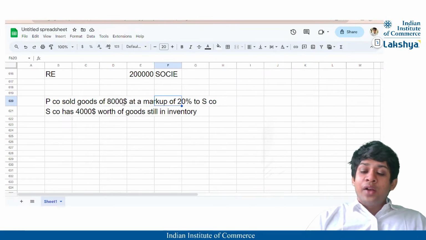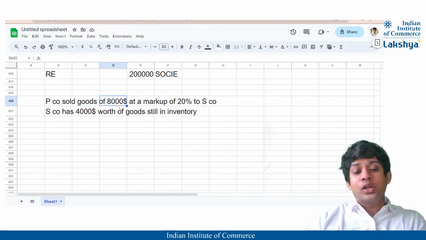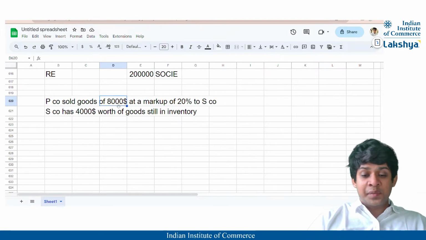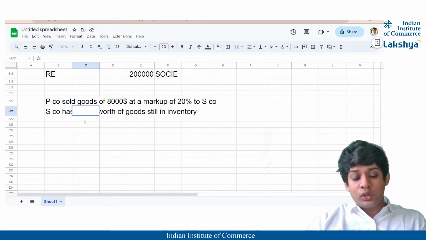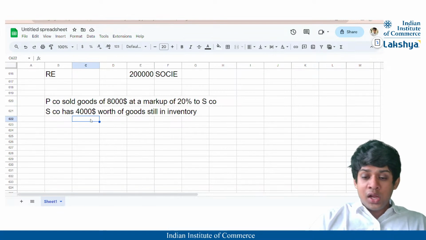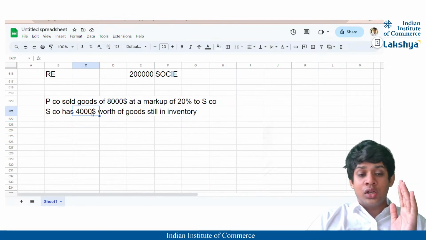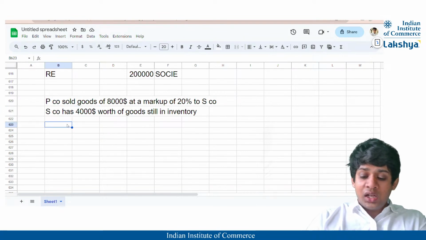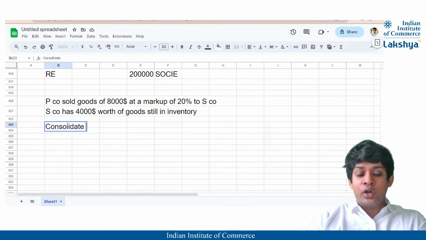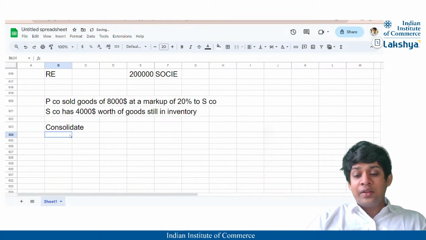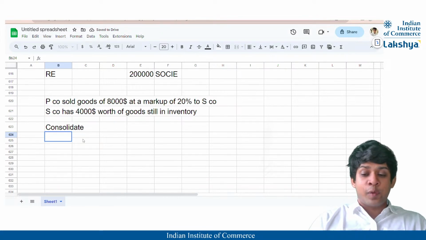Now, from this 8,000, maybe $4,000 worth of goods are sold out by the subsidiary company before the year end, and that's the reason why the inventory only has $4,000 worth of goods, right? So $4,000 worth of goods are already sold out, and $4,000 worth of goods are still in the inventory of the subsidiary company. So when we consolidate, this concept is the same for your P&L and for your statement of financial position: when the goods are remaining, there is an unrealized profit on it.